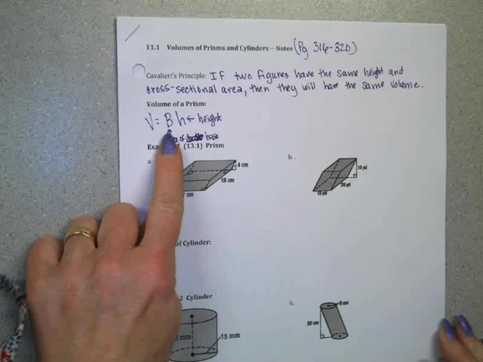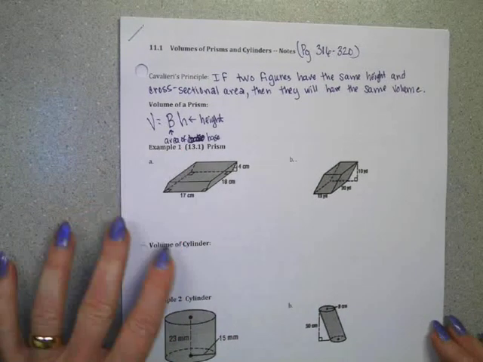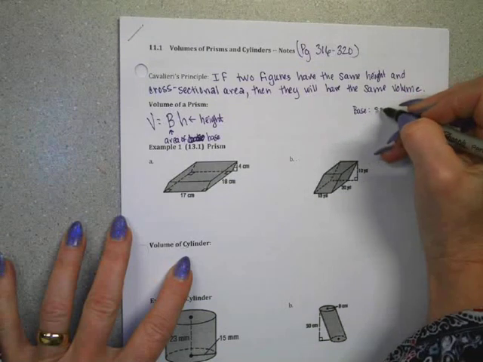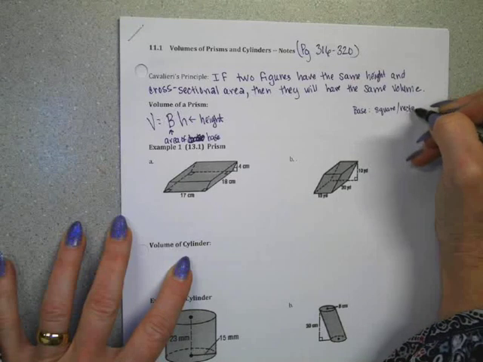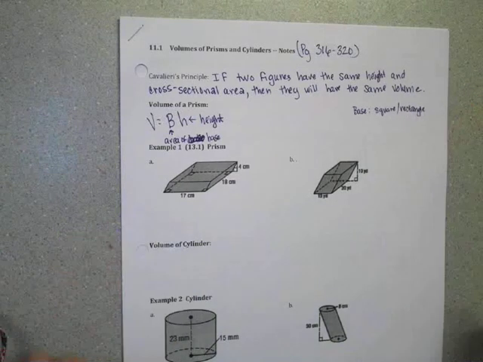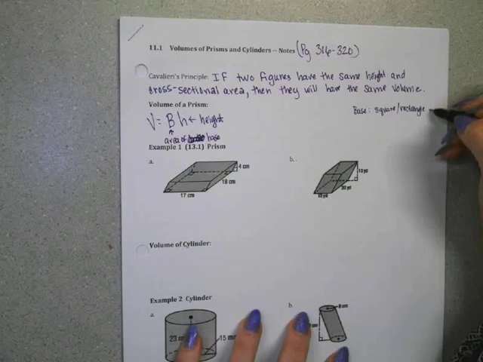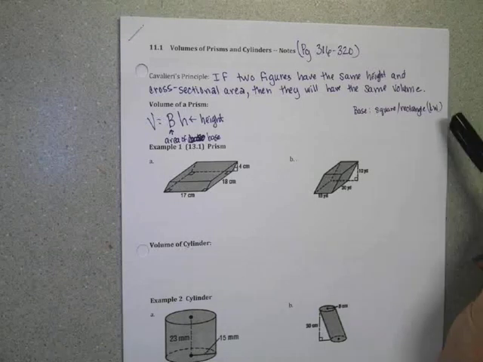Now the area of the base can be different depending on what your prism looks like. You could have a base that is a square or a rectangle. And if it's a square or a rectangle, how do you find the area? Well, you do length times width. So if the base is a square or rectangle, then you'll do your length times your width of your base.